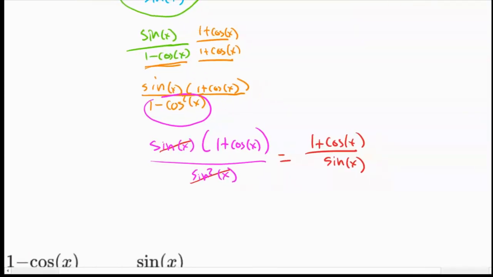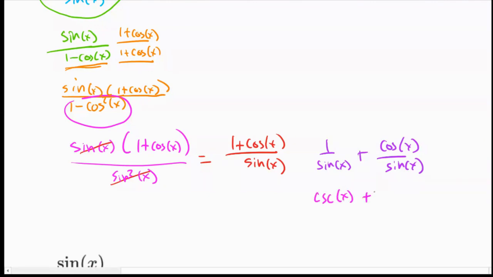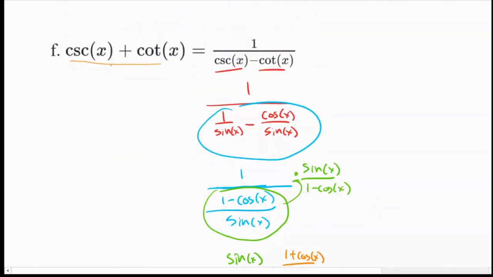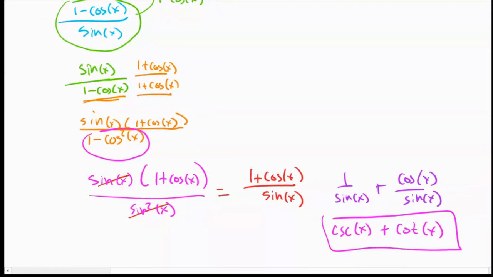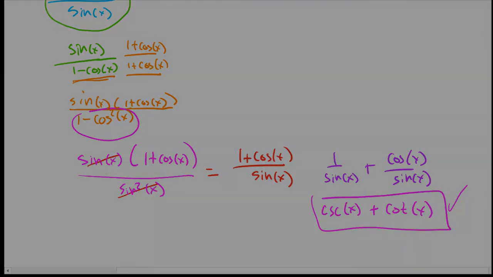I'm running out of space here, so I'm going to move to the right a little bit. I break this up into 2, so I get 1 over sine of x plus cosine over sine. And then these become cosecant x plus cotangent x. And this was what we were originally trying to get to up here. So now that I've officially, after all this work, made the right side match the left side, we've proved our trig identity.